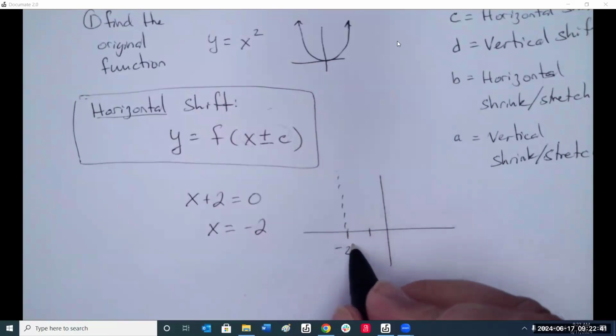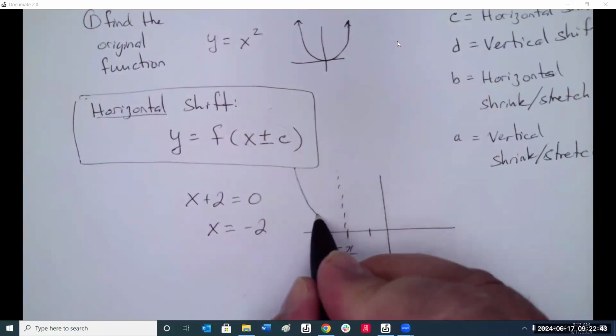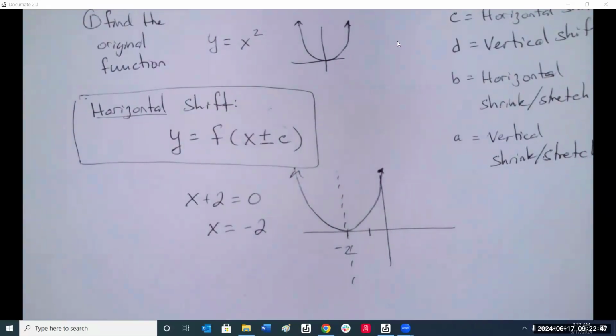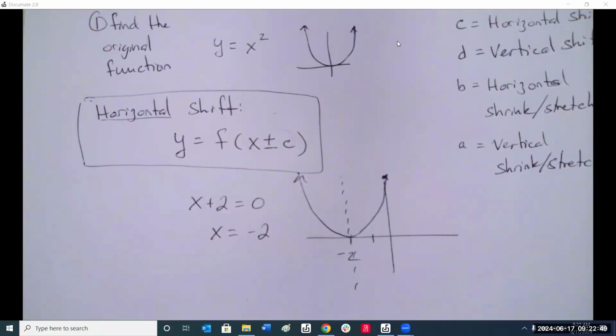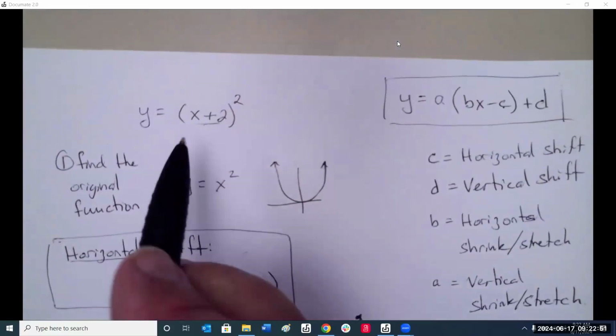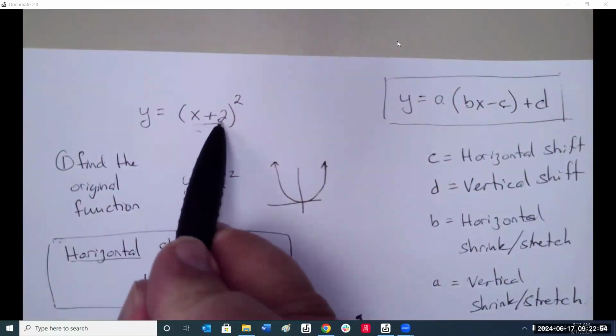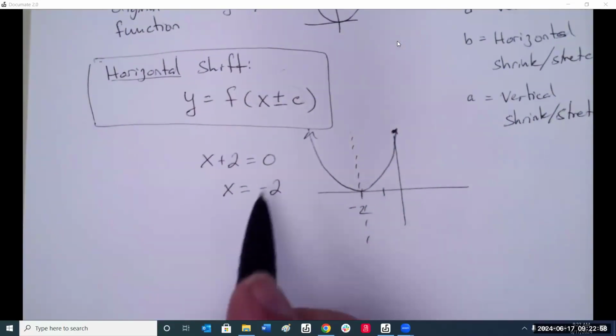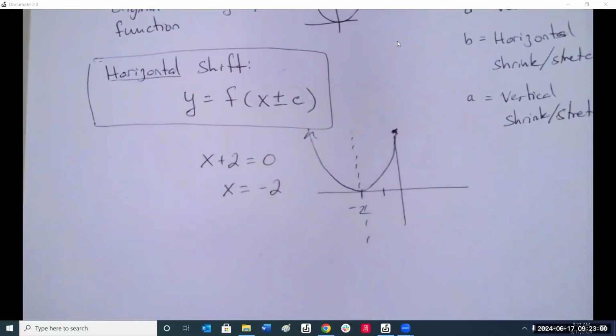So there's your new graph. Again, I said about it 6 times already. If it happens inside the function, it's always the opposite sign. So it's -2. Because it's negative, it shifts to the left.